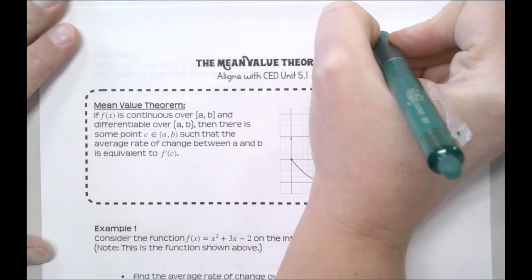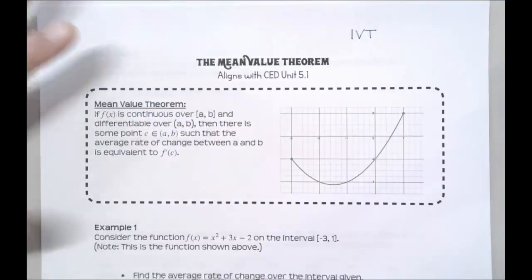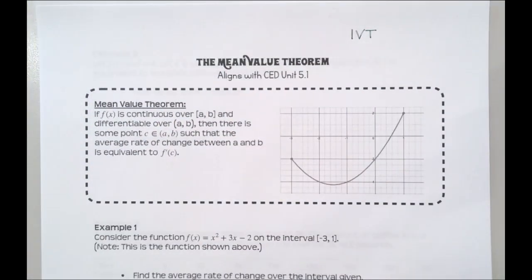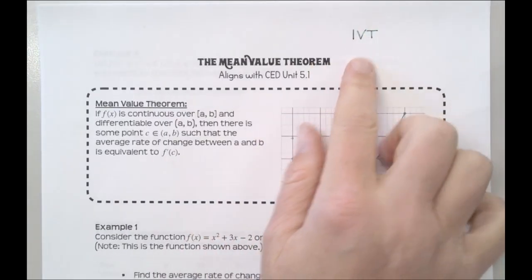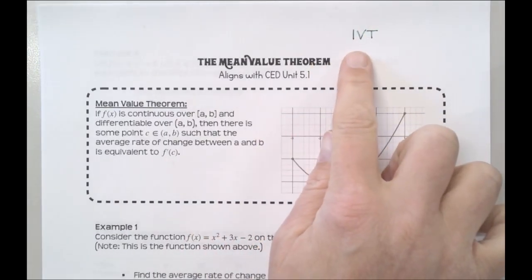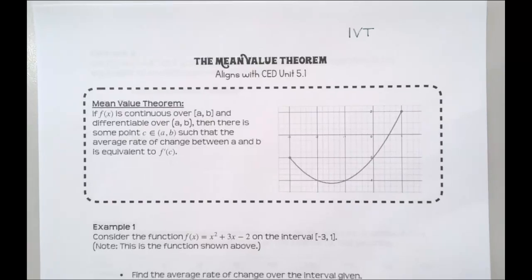And so remember, the IVT was basically the thing that guaranteed that all your y values are covered between your two endpoints if we're on a continuous function. Remember, that one didn't have anything to do with calculus. We hadn't even learned derivatives yet when we learned the IVT. So that's going to be important later on.